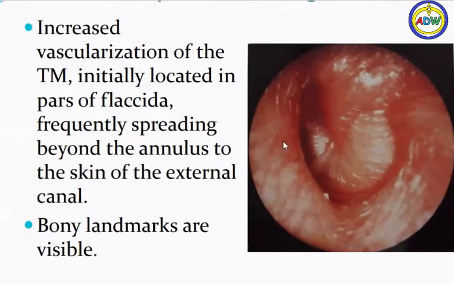And you can see this is the tympanic membrane. Normally it has a pearly gray, pearly white color. In these pictures, you can see the tympanic membrane is hyperemic, and the skin of the external auditory meatus is also hyperemic. And the pars flaccida bulges out, because you know that the fibrous layer of the pars flaccida is less, and it bulges out.